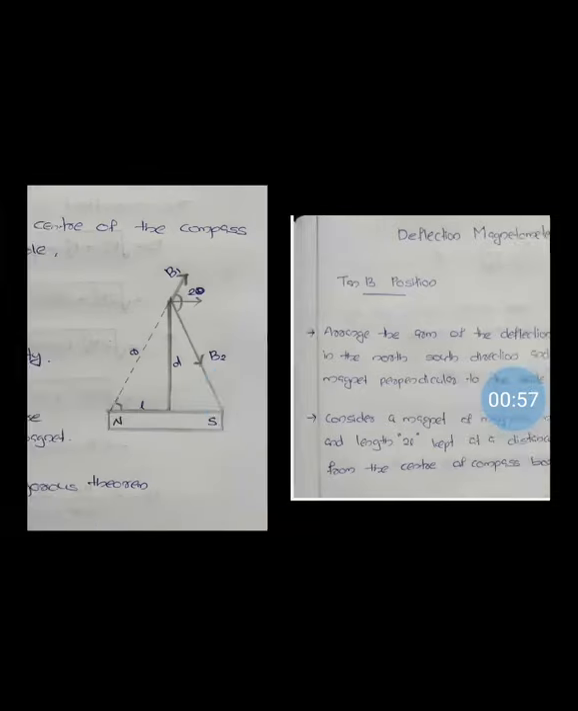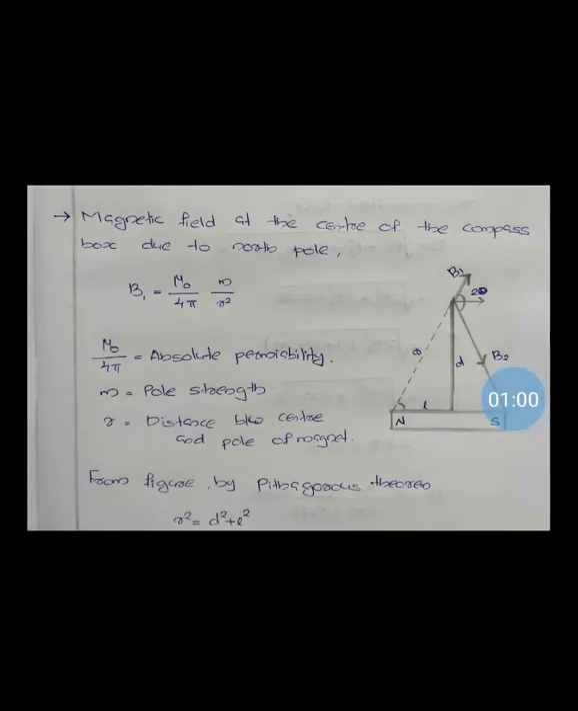Okay, here we calculate the magnetic field at the center of the compass due to the north pole, that is B1, which is equal to mu 0 by 4 pi into m by r square. From the figure, r square is equal to L square plus d square by Pythagoras theorem. So mu 0 by 4 pi m by r square.